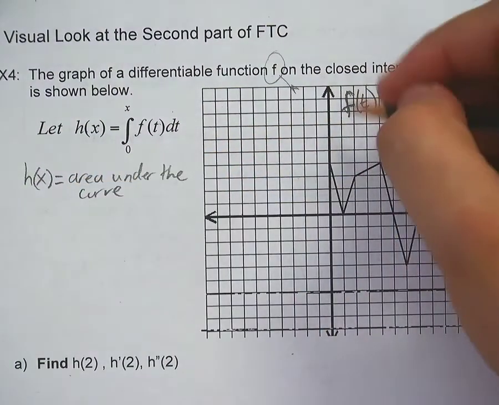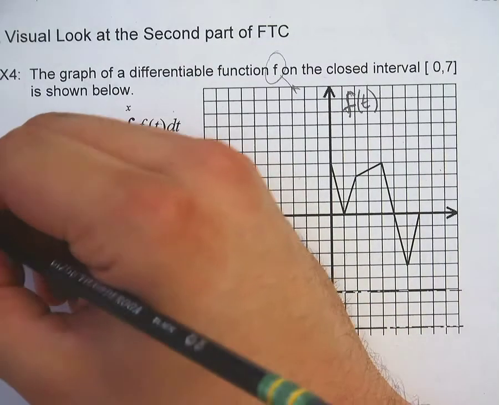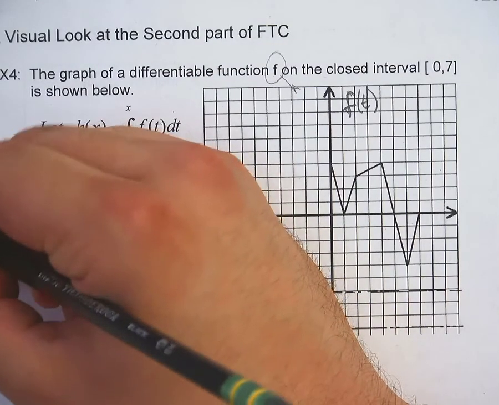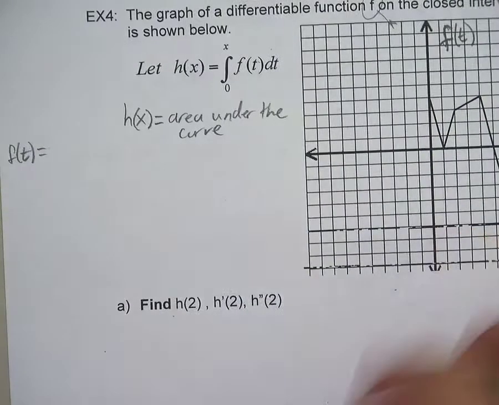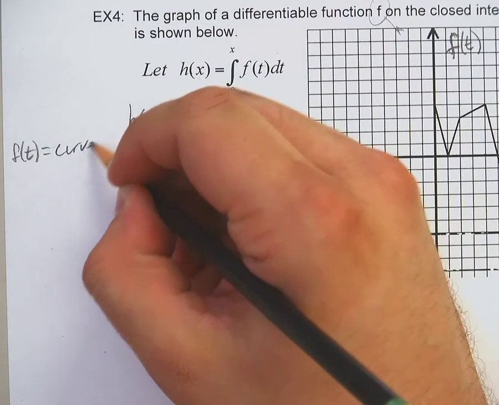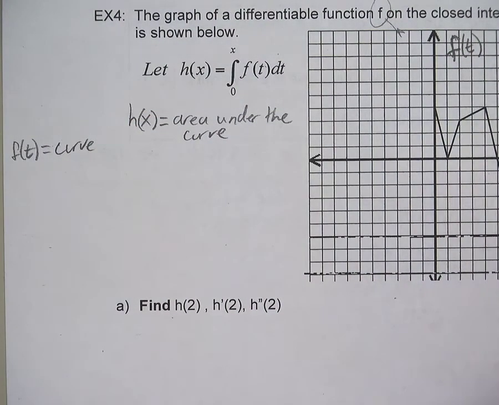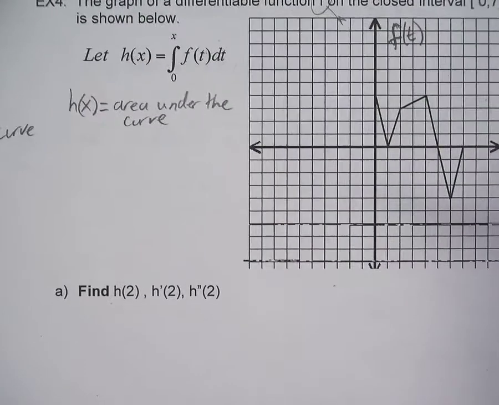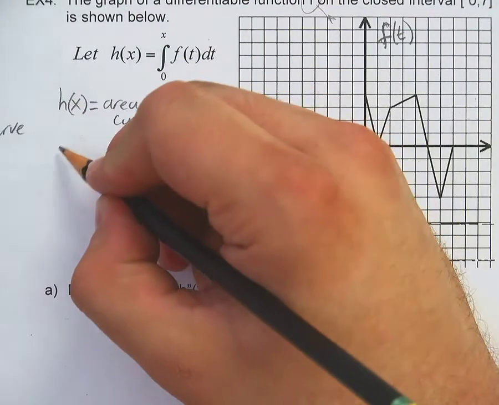And that's just kind of a side note, so I'm going to put this over here. F of t, I'm going to put this over here on the side, is the curve itself, right? So h is the area under the curve. Well, what would h prime be?